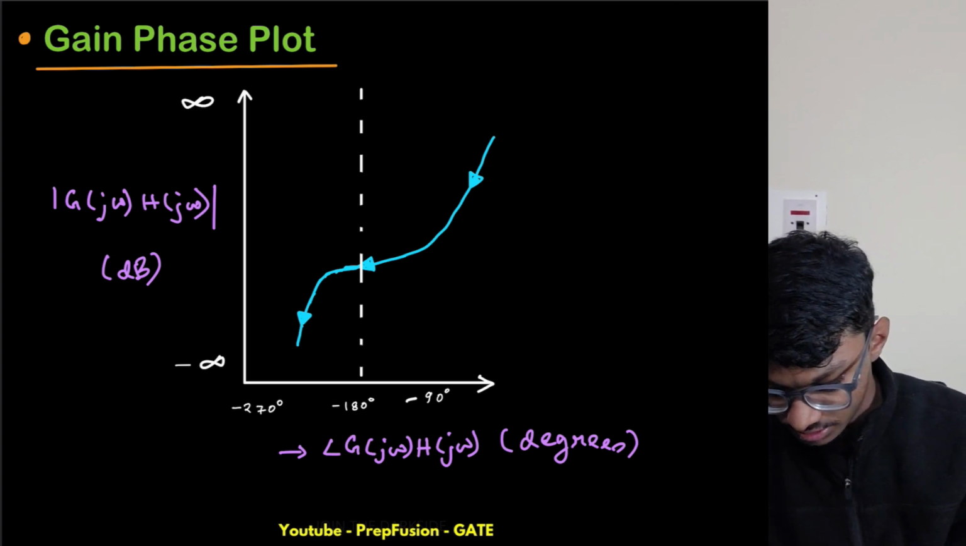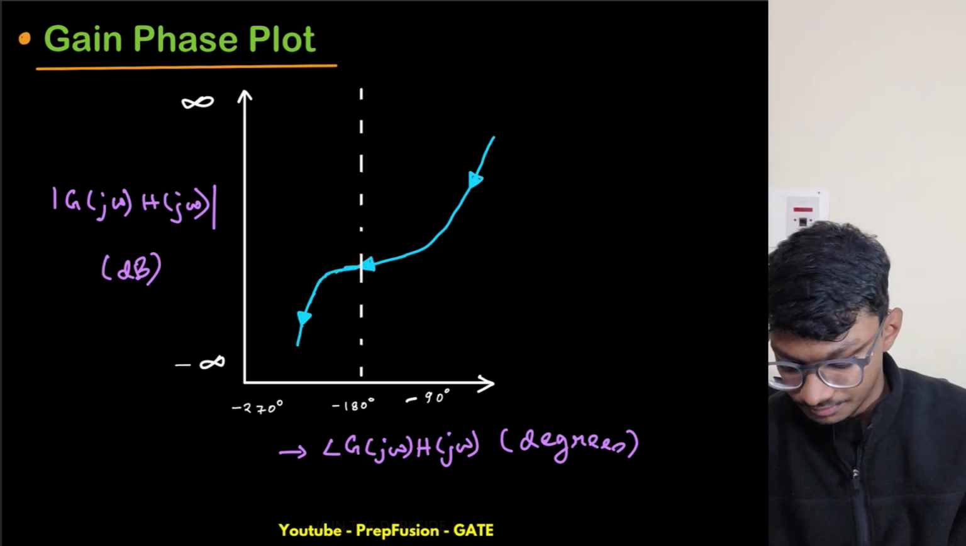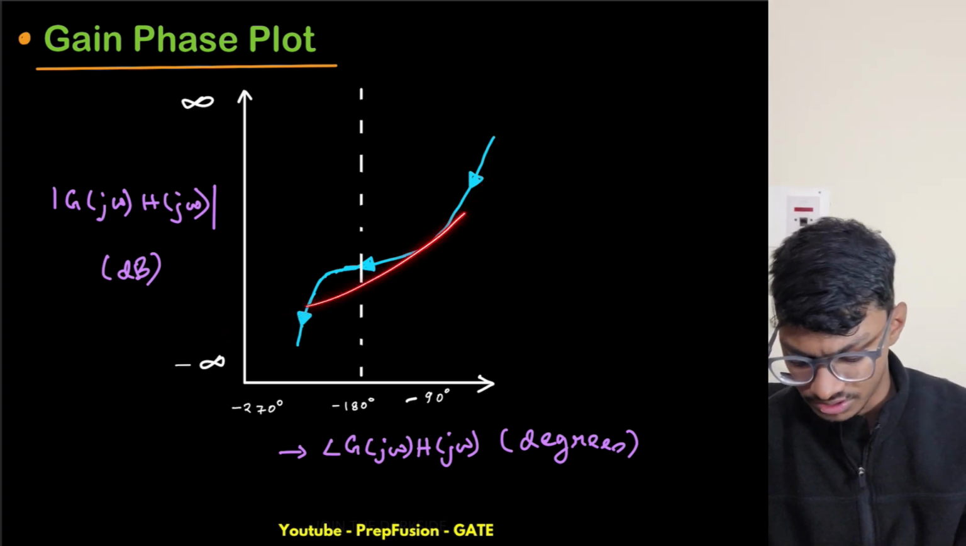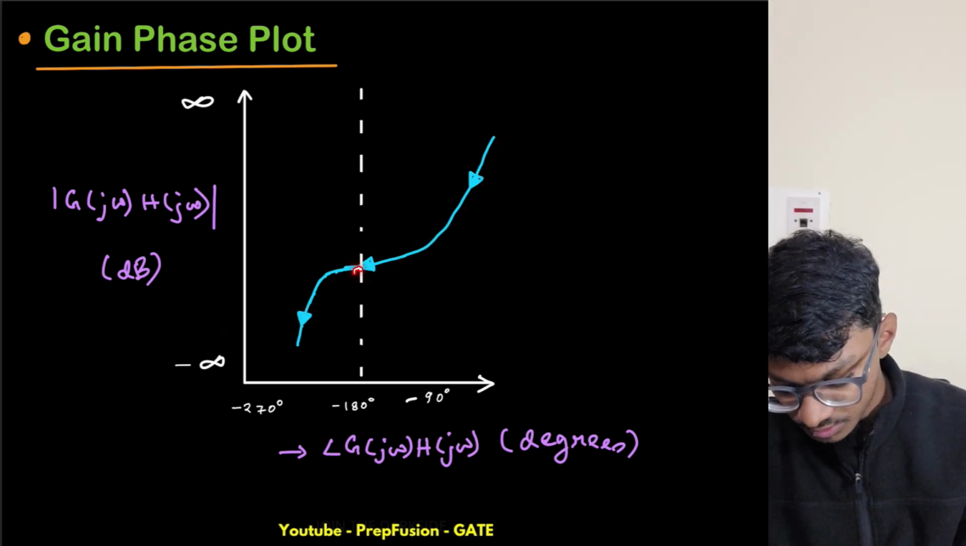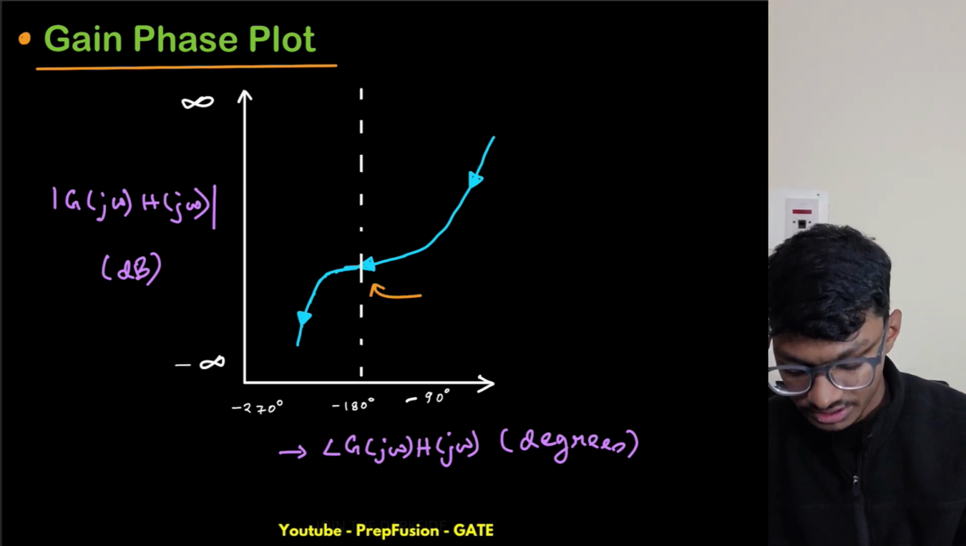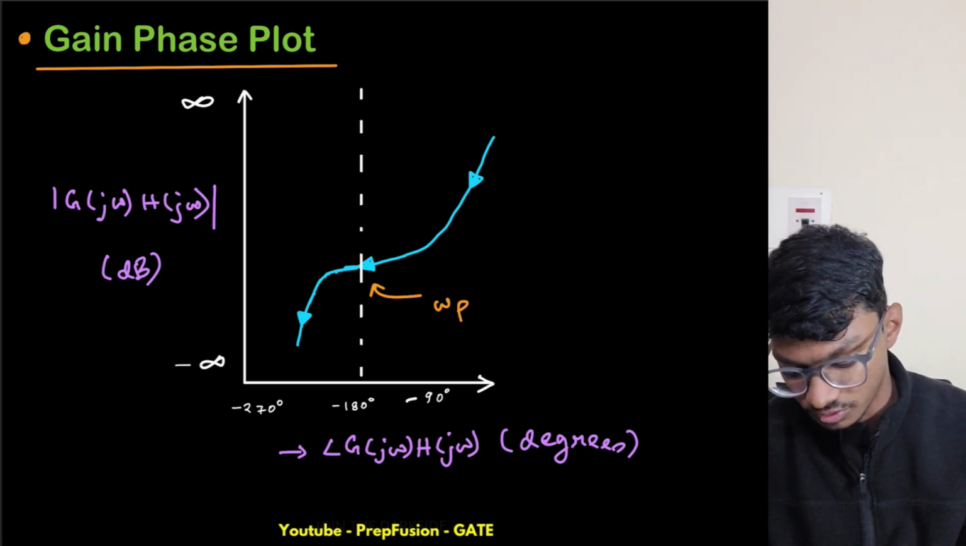Let me draw this. This is the point where it cuts the response, some OLTF response. So what is this point? The frequency at this point is the phase crossover frequency. The frequency at this point is the phase crossover frequency.